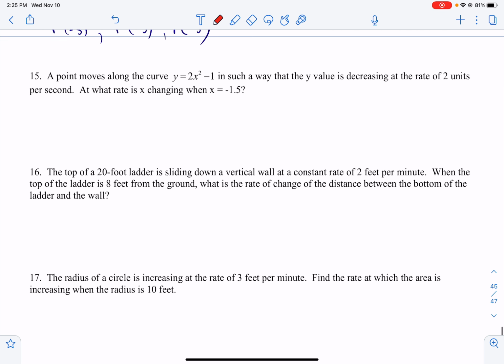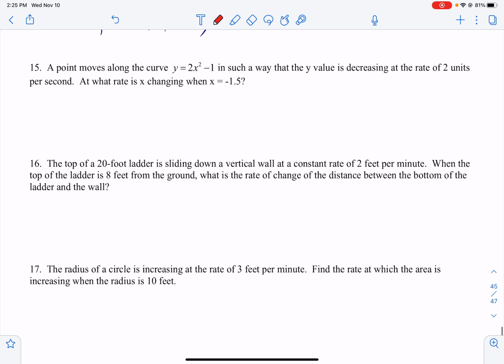All right, 15. A point moves along the curve y equals 2x squared minus 1 in such a way that the y value is decreasing at a rate of 2. Okay, so right now I'm going to write dy dt is decreasing by 2. At what rate is x changing? So what is dx dt when x equals negative 1.5? So x equals negative 1.5.